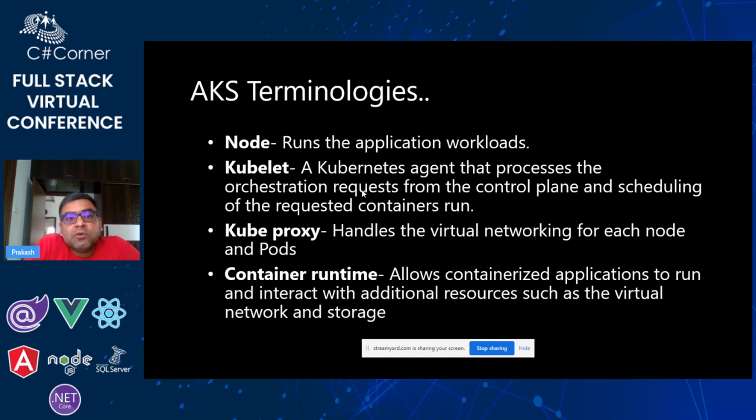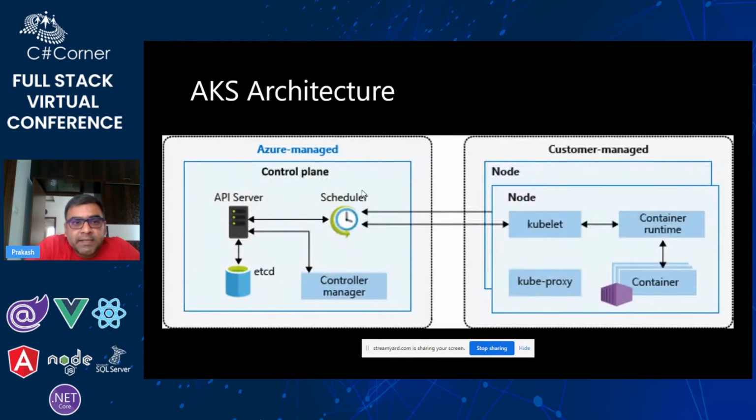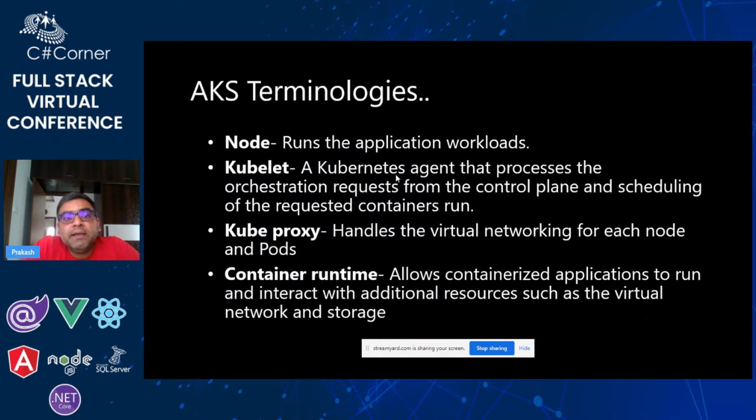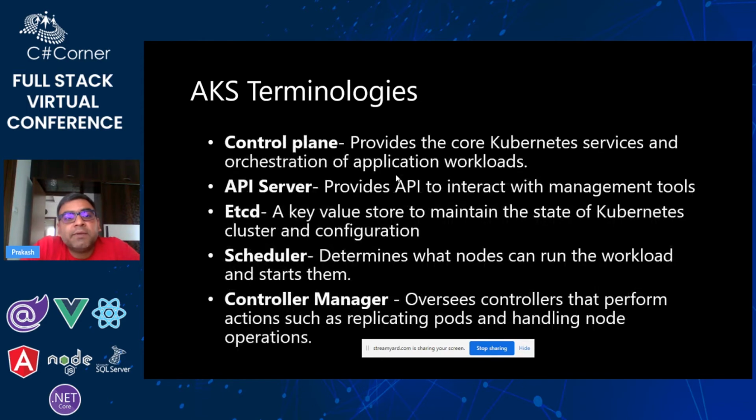What is kubelet? It's one of the Kubernetes agents that gets requests, right? As you see here, there is an arrow. The scheduler says, please execute this, and kubelet does the real execution job. It gets the notification from the scheduler and executes it. That is the orchestration request it gets from the control plane or scheduler, and it tries to run that. So that is kubelet.